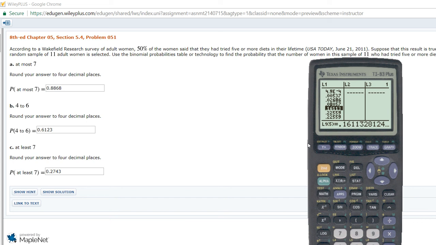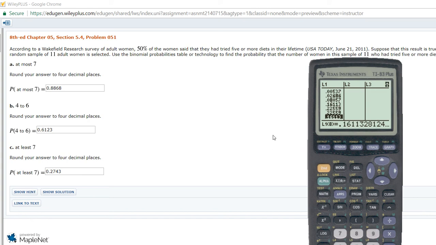0.16113. And my pen is broken. I have to get a new one, so I'm going to have to write these down. My probability of 5 is 0.22559, and the probability of 6 is the same thing.